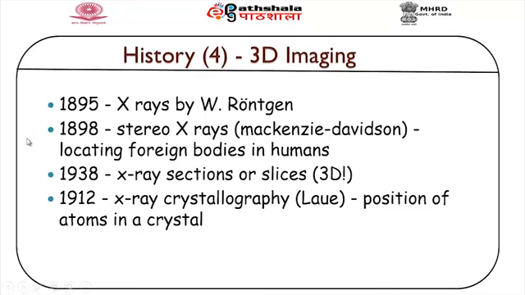Then this got extended. So in 1898, stereo X-rays came into existence, which were introduced by Mackenzie and Davidson. These kinds of stereo X-rays were helpful in locating foreign bodies in human beings. Then in 1938, X-ray sections or slices, 3D slices, were introduced. In 1912, X-ray crystallography was introduced by a person named Laue, wherein the positions of atoms in the crystals were used to represent the X-rays.